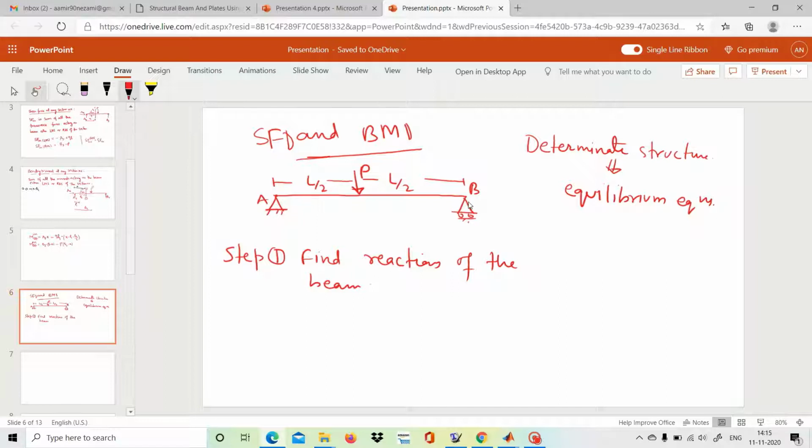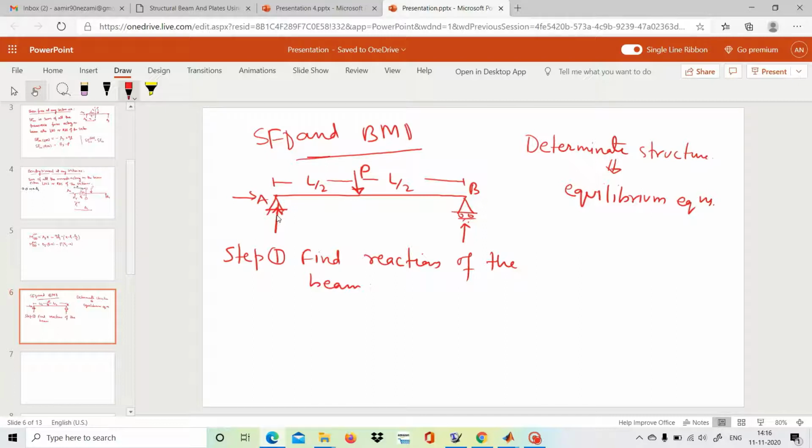Okay, so here it would be one vertical reaction, one horizontal, and here one vertical. So 1, 2, 3 reactions, and for equilibrium equations we know that for a 2D beam there are 3 equilibrium equations. So number of equations equals number of unknowns. Therefore this is a determinate structure, which can be solved by using equilibrium equations.